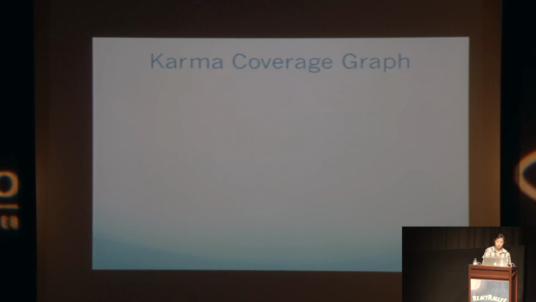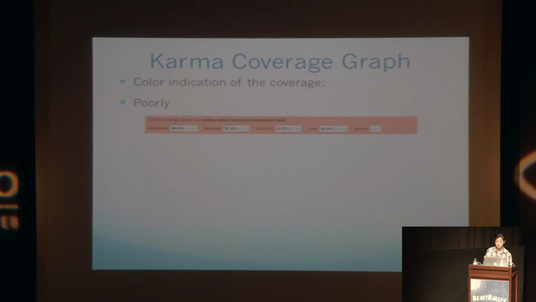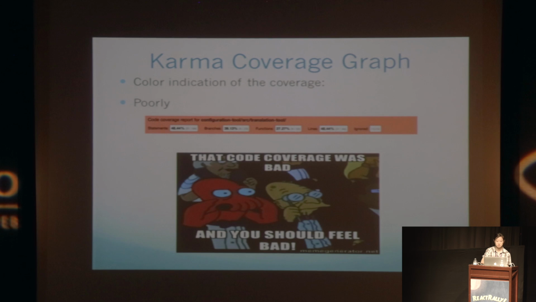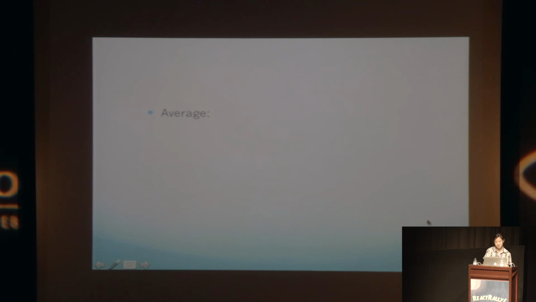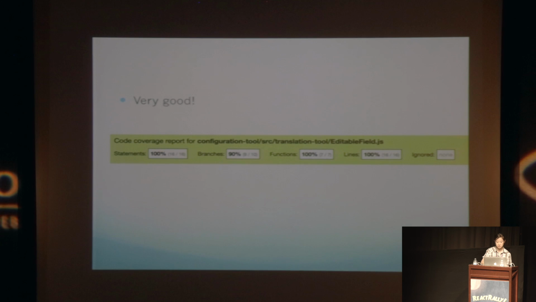So, for the Karma coverage report, they have a color indication of the coverage. So if you have less than 50%, they will show you the red color, which is really bad, and you should feel bad. And then if you tested around 70 to 80%, it will be yellow. Be like, okay, you did better this time. And then if it's very good, you get a yay, green color.